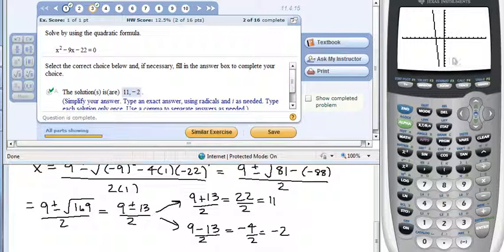Okay, so here's your negative 2. 11's off the screen, so we can set our window for the max to be at 12 so we can see it. Just scooch it over a bit. There it is. There's 11 and there's negative 2. All right.